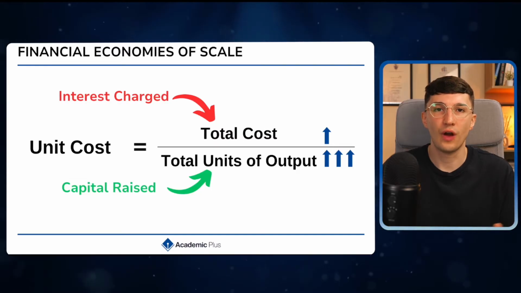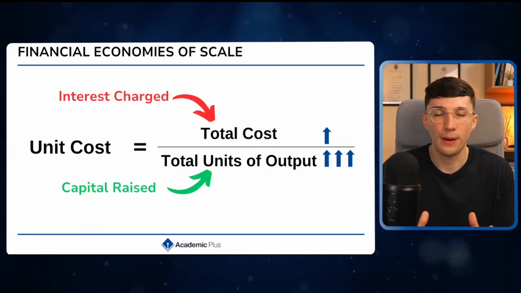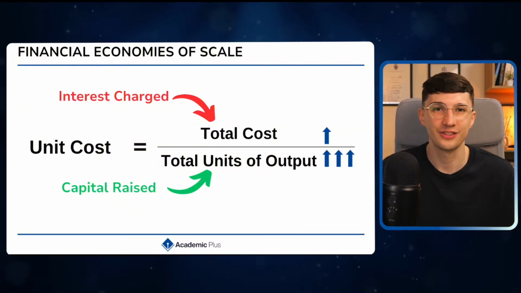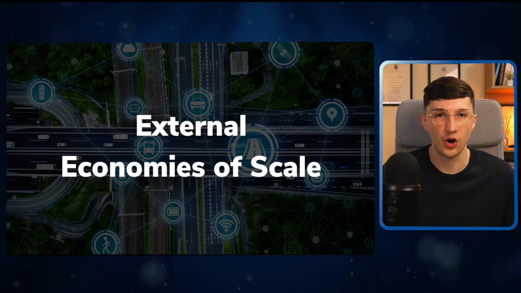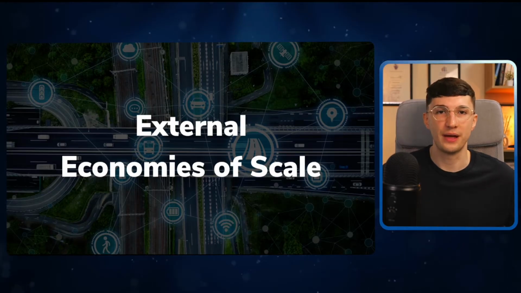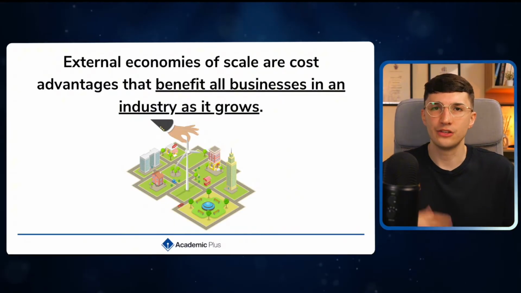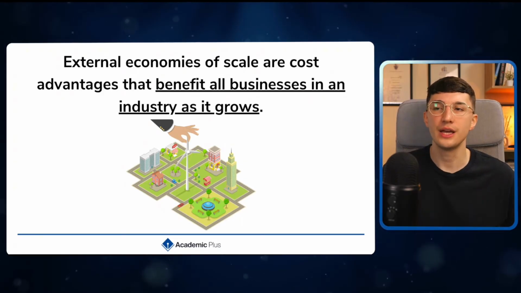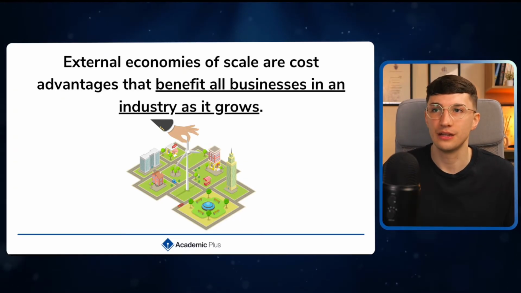But the capital that you raise can go into investing into our production to produce more units, and that can help reduce our unit costs. But the second category now of our economies of scale are external methods. Now, internal methods is just you who gets the lovely benefits. But when it comes to external methods, it's everyone within that specific industry.